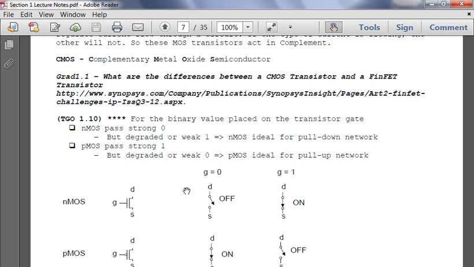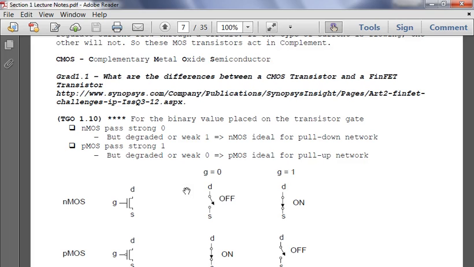I've told you pretty much everything in TGO 1.10 already. I've included this because this is a very common interview question. Describe and draw for me how pMOS and nMOS transistors work, particularly as switches. So, as I mentioned before, nMOS passes a strong 0, pMOS passes a strong 1, right? And that applies to the gate.